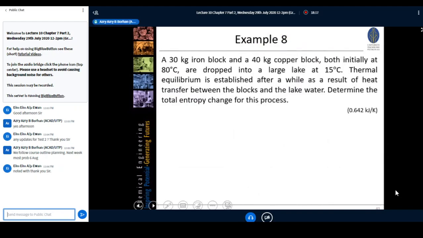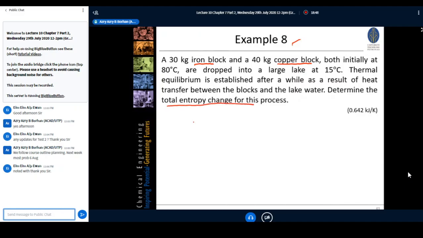Okay, if you look at example 8, you have a 30 kilogram iron block and a 40 kilogram copper block, both initially at 80 degrees. They are dropped into a lake at 15 degrees. Thermal equilibrium is established after a while as a result of heat transfer between the blocks and the lake water. Determine the total entropy change of this process.